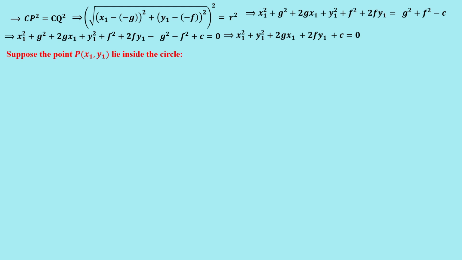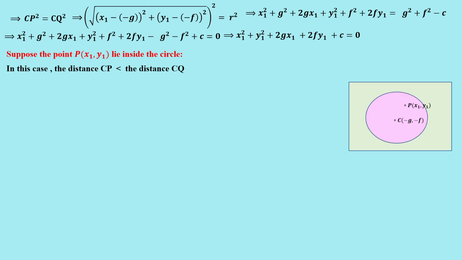Suppose the point lies inside the circle. P is inside means the distance CQ is more than CP, correct? So the length CQ is more than the length CP. So CQ square is greater than CP square, right? So change the inequality there. That is, mod CP is less than mod CQ. Small typo error is there. So CP square is less than CQ square.